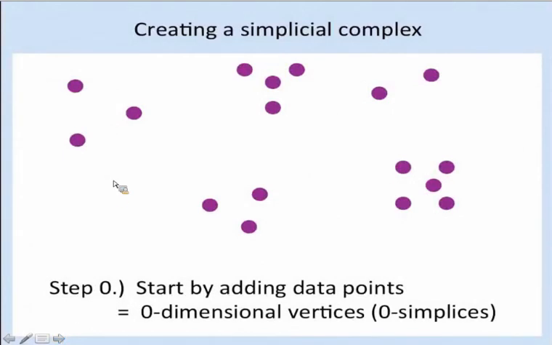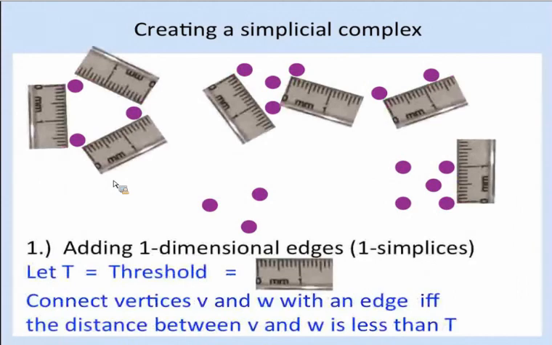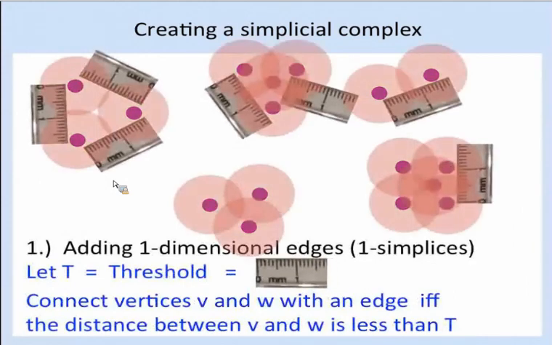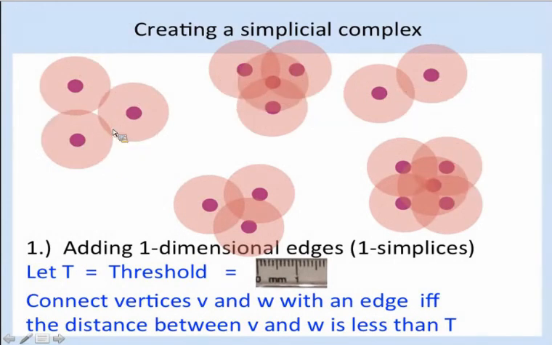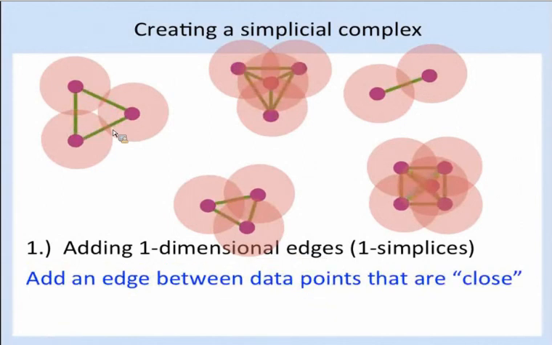We will create simplicial complexes. There's lots of ways. We start off with our data points. All we really need to know is the distances, because once we know the distances, we'll frequently use these balls around to denote the distance. So if the two balls intersect, we know that they're close enough, and we can now create our edges. If the balls intersect, we create our edges, and we now have our one-dimensional edges.